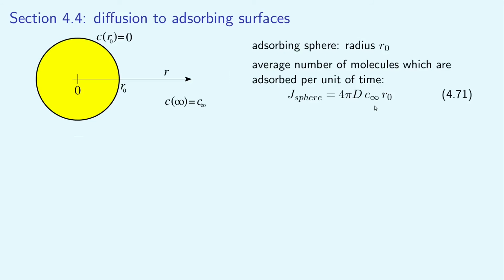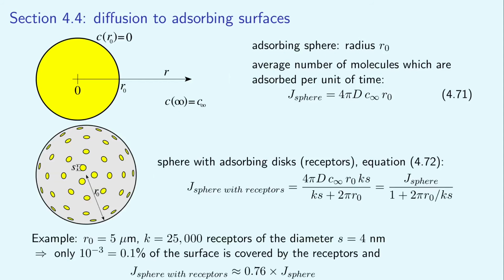However, a fully adsorbing boundary is a big simplification of a cell capturing molecules from its environment. It would be very dangerous for a cell to capture everything. It needs to have highly specialized receptors, which can distinguish between different molecules. We can refine this model by considering a sphere with adsorbing disks. In this drawing, only yellow parts of the surface are adsorbing disks, while we implement the reflective boundary conditions on the gray part of the surface.